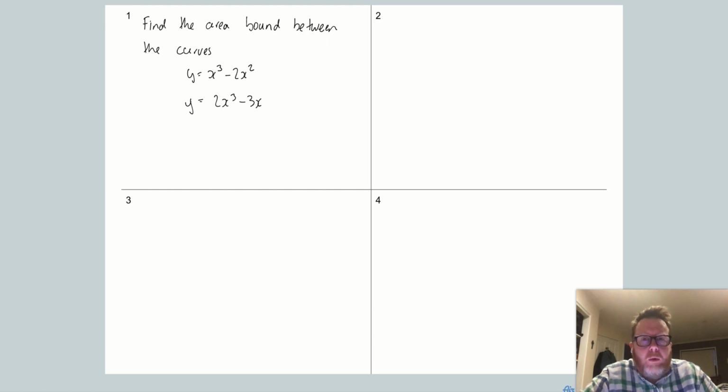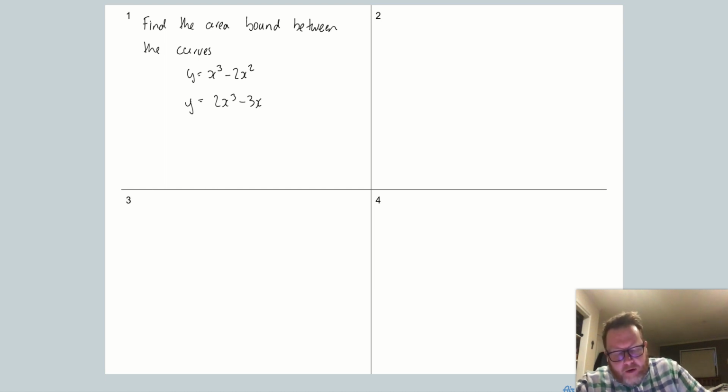Hi, in this video, we're going to have a look at finding the area bound between these two curves. This time we'll do it manually. Last video, we did it by using a graphics display calculator. So again, the 3 steps: number 1, visualize, number 2, points of intersection, number 3, integrate. Let's see how we go with the visualize step first. We're going to have to sketch it.